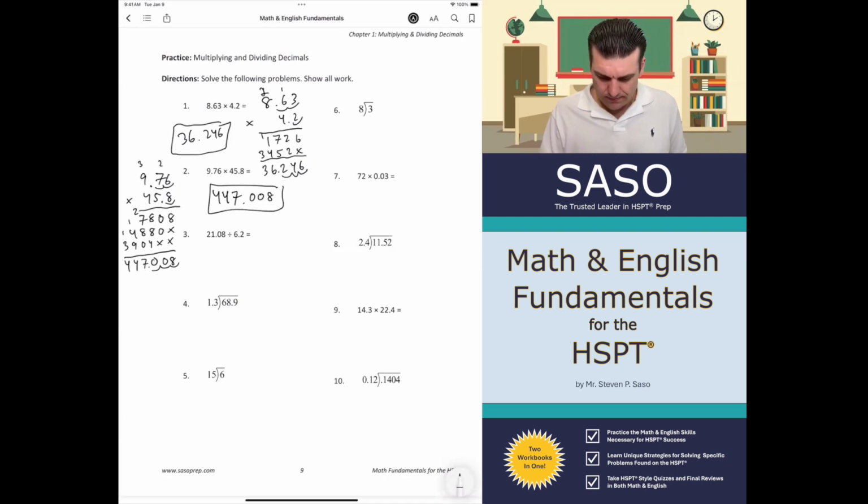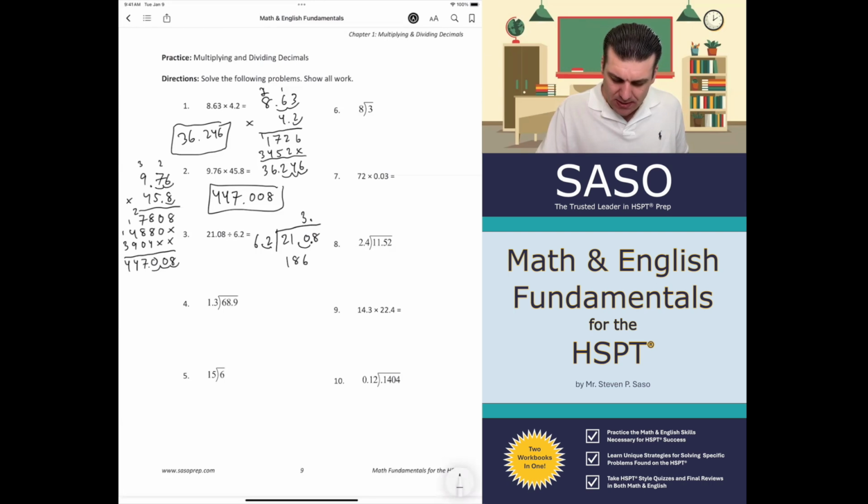Next few. All right, so 21.08 divided by 6.2. Okay. So move over the decimal in our divisor 1 place. In our dividend, we move that over the same number of places, 1 place. The decimal is between the 0 and the 8. We put that up, and we're ready to go. So 62, how many times does 62 go into 210? Probably about 3, right? 60 times 3 is 180. So let's start there. 3 times 2 is 6.